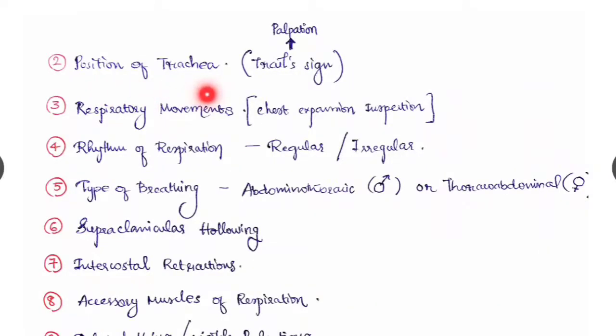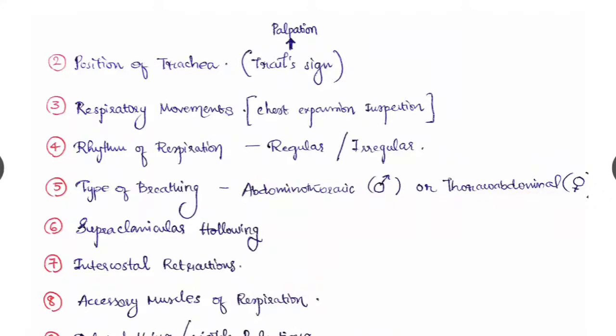And next is the position of the trachea. The Trail's sign is done in the palpation. Here we just observe whether the trachea seems to be central or any deviation is present. Then respiratory movements: the chest expansion we have to inspect, that we have discussed. The rhythm of the respiration, whether it is regular or irregular, and there are many examples and types of regular and irregular rhythms.